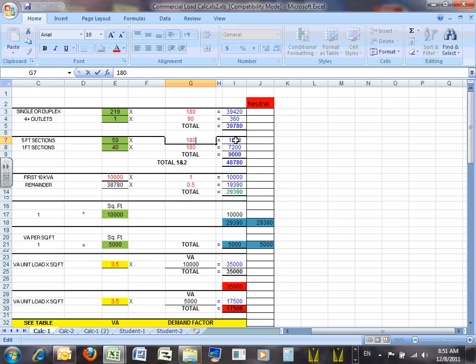The math in it is you take the 180, way at the top, you take the 50 multiplied by 180 divided by 5. Why divide by 5? Because for every 5, I have 180 volt amp. Questions about that?